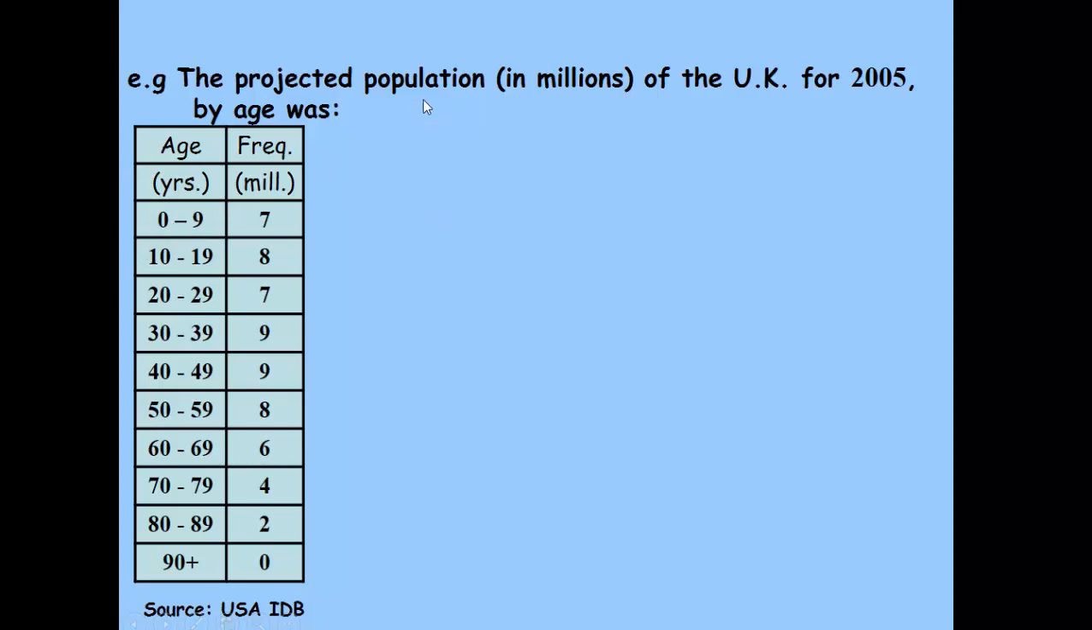You see projected population in the UK for 2005, so everyone from 0 to 10 years old in this category here, then from 10 to 20 here, bearing in mind that 19, right up to your 20th birthday, you would be in this category here, from 20 up to 30 in this category, and so on.